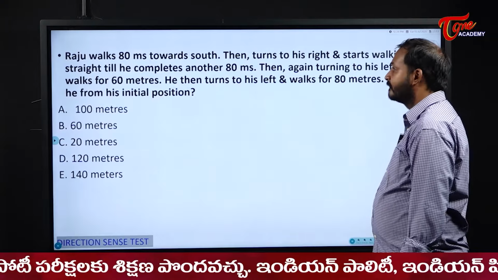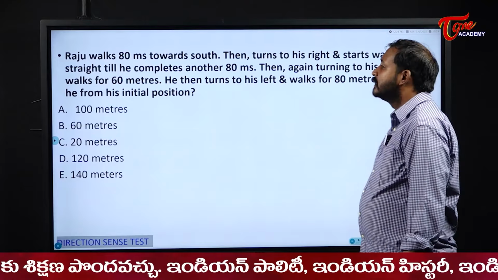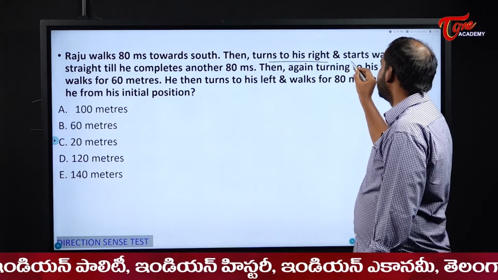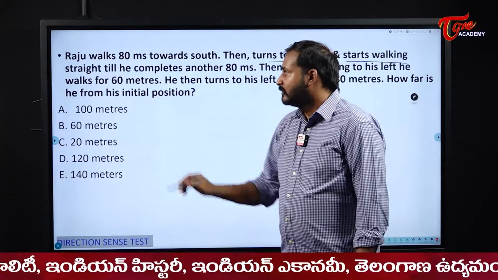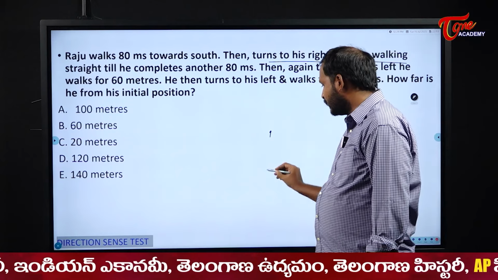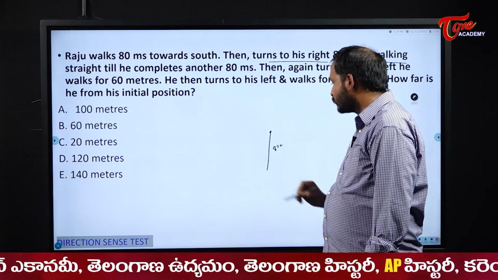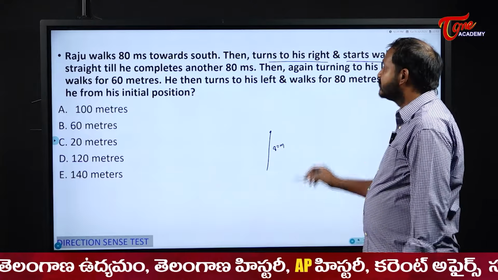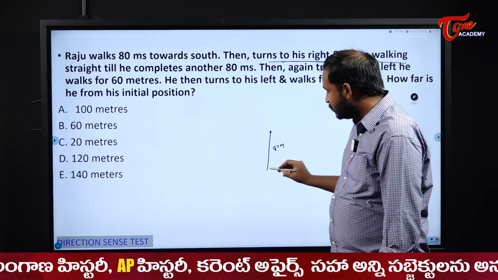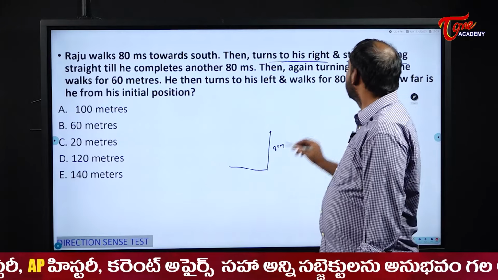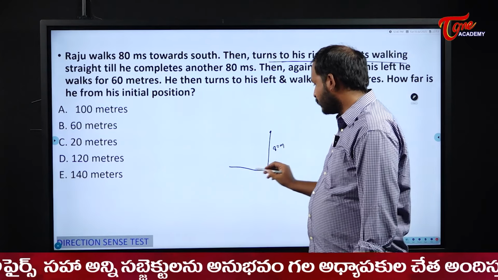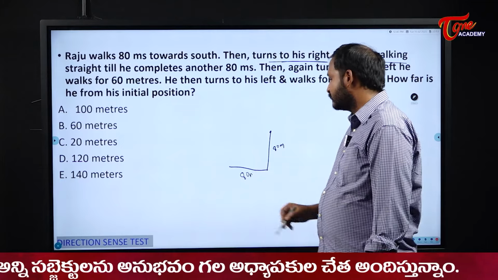Right? Next one. Solve this one, students. Raju walks 80 meters towards south, then turns to his right and starts walking. Raju walks 80 meters towards south. Then he turns to his right. Person moving downward, right means this direction. And starts walking straight till he completes another 80 meters. Now he is moving 80 meters once again.